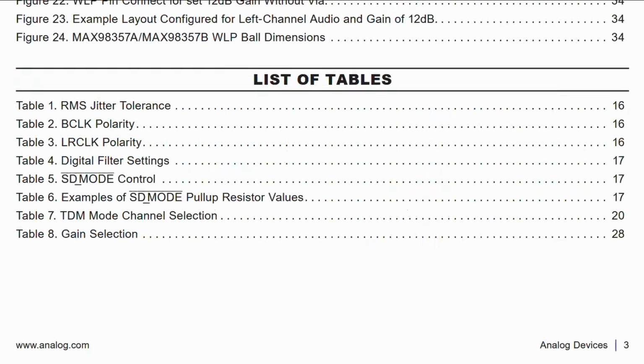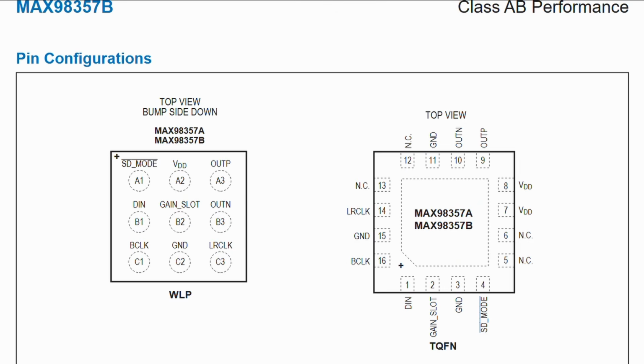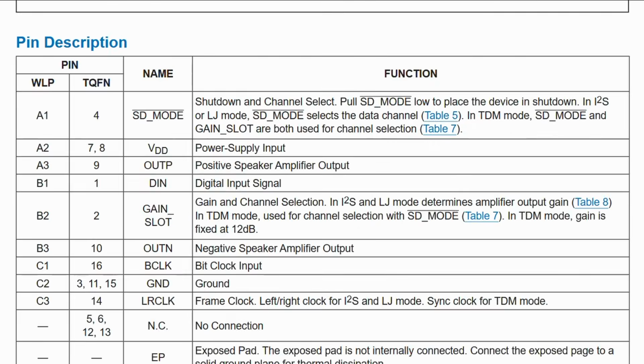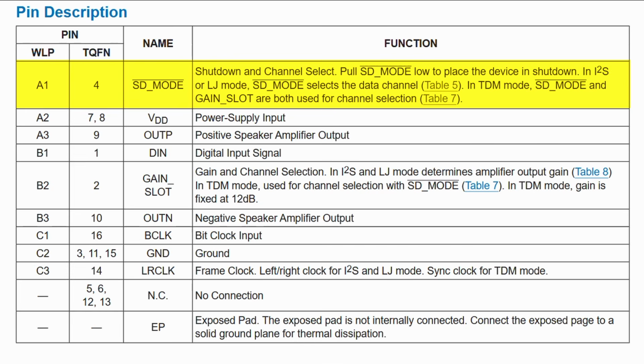Let's start with the pinout. It's quite straightforward. We have VDD and ground for power, SD mode for shutdown and channel configuration, gain to control the amplifier gain, DIN for I2S digital data input, BCLK for the bit clock, LRCLK also called WS for left-right channel clock, and finally OUTP and OUTN, which form a differential output to directly drive the speaker.